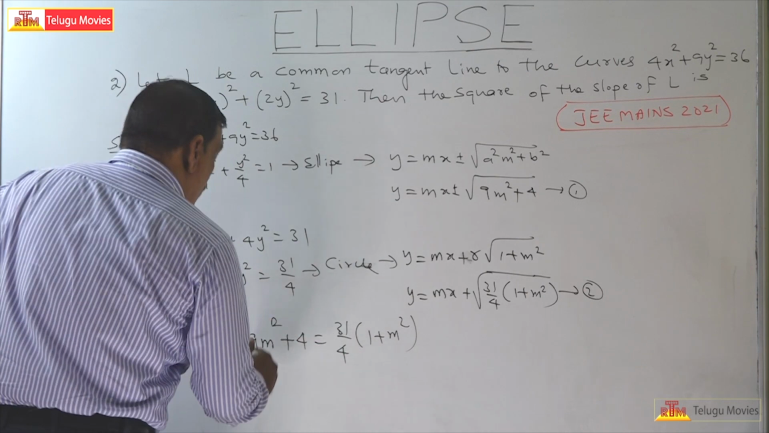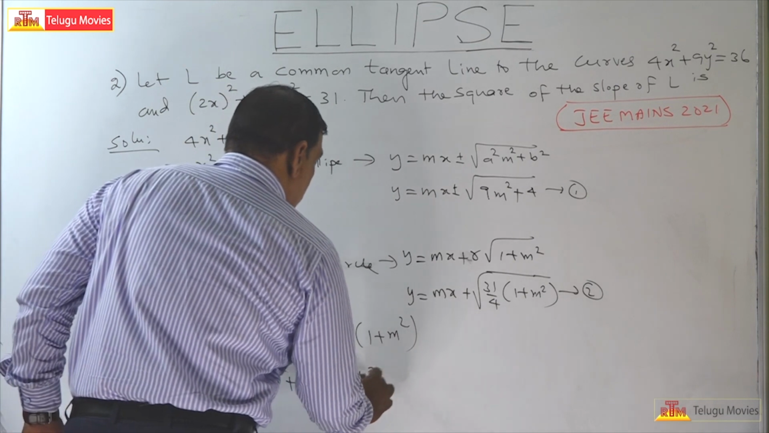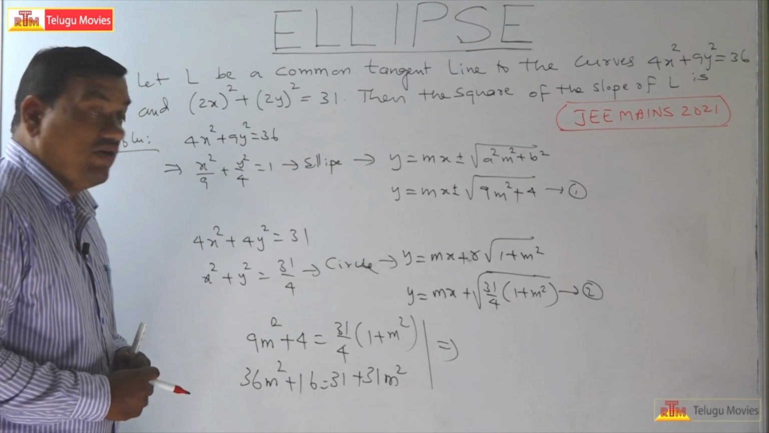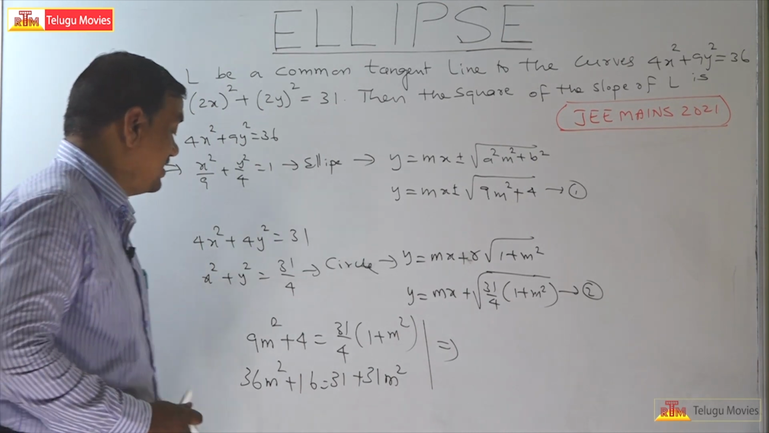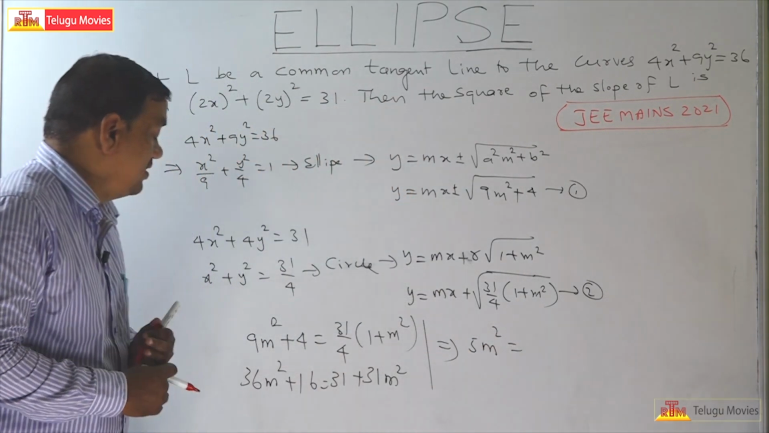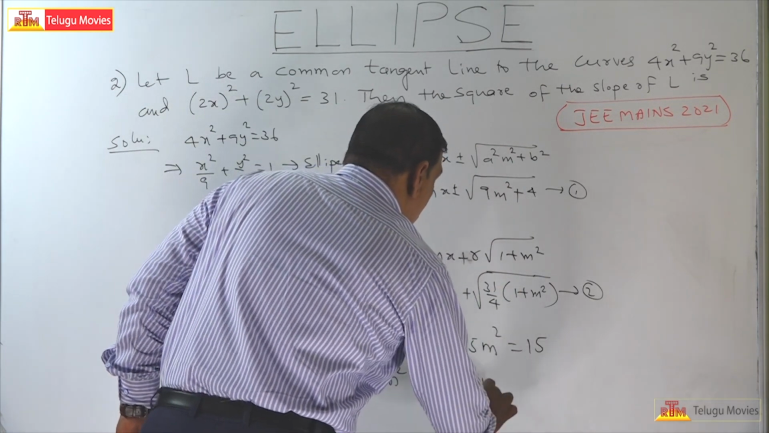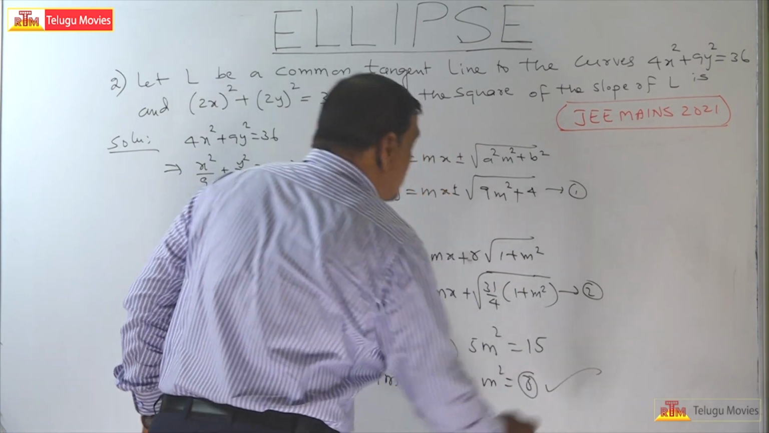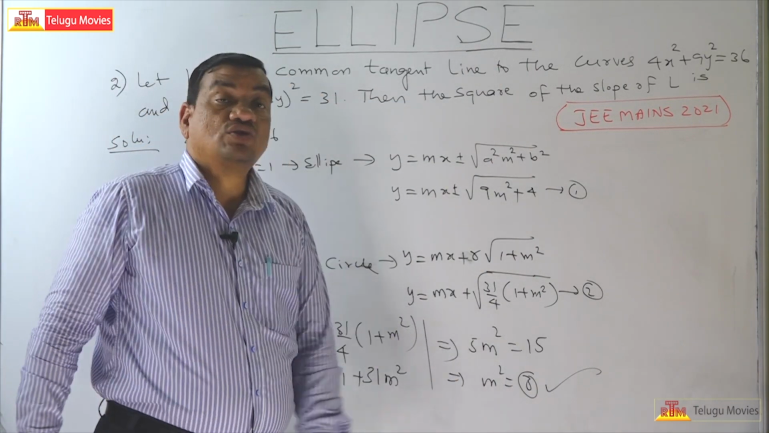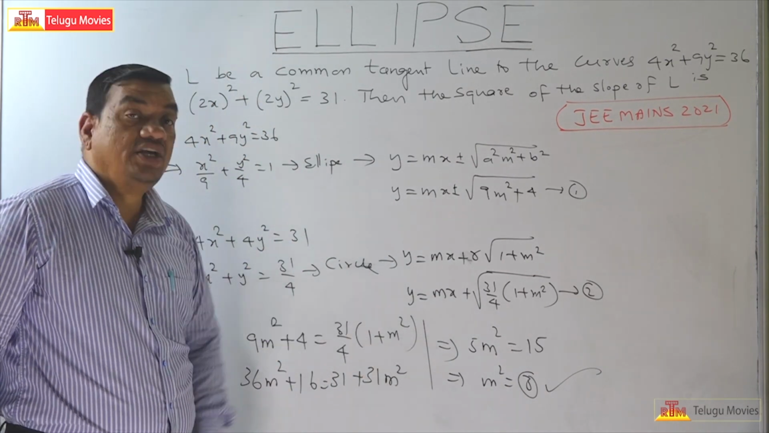So multiply here, 4 nines are 36m² plus 4 fours are 16, equals 31 plus 31m². Take this 31 to the left-hand side, 36 minus 31, 5m². 5m² is equal to 31 minus 16, so this is equal to 15. So m² is equal to 3. 3 is your answer. He is asking the square of the slope. Therefore m² = 3. Therefore 3 is the numerical answer type problem. So 3 is your correct answer.